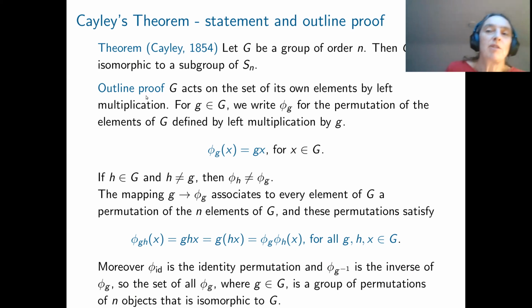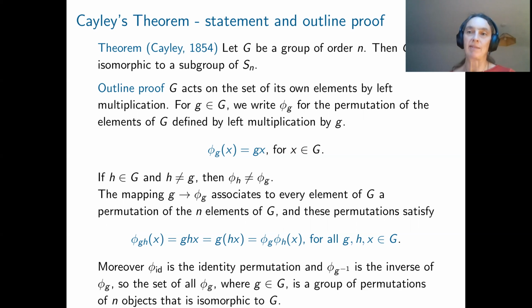Okay, so an outline of the proof, which hopefully makes sense in the context of the example on the first slide, where we looked at the example of the dihedral group of order 6. G acts on the set of its own elements by left multiplication. Okay, what does that mean? We know what a group action is. Take the set of elements of G. For any given element of G, we can permute the set of all elements of G by just hitting them all on the left with the one that we've chosen.